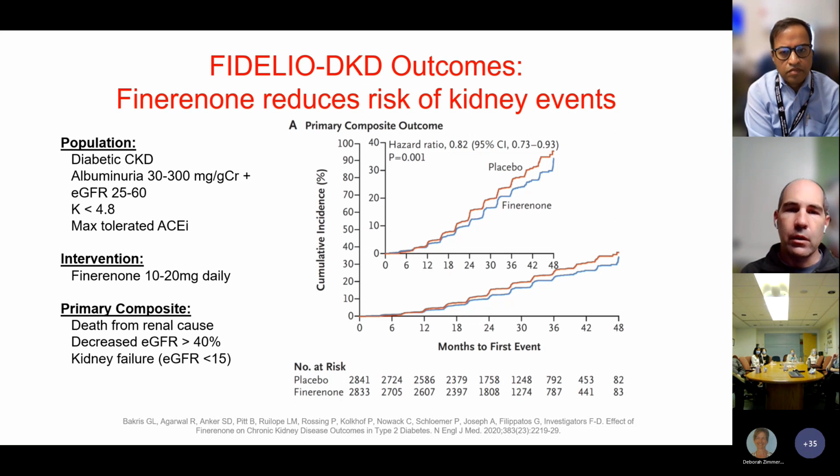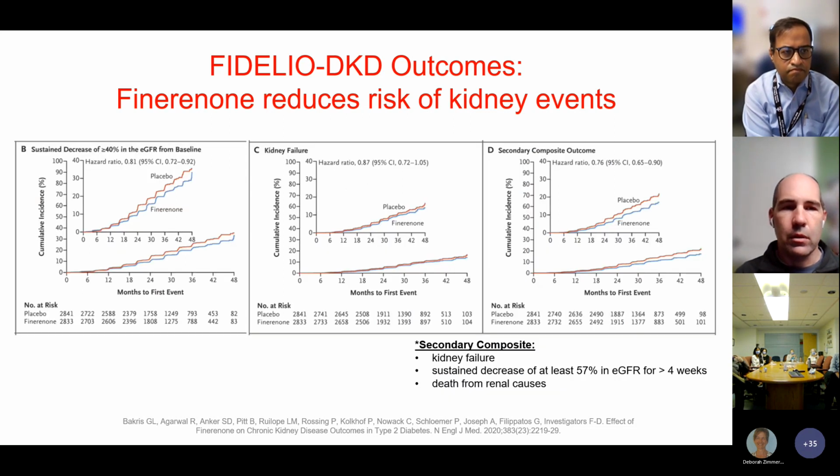And finerenone did decrease the risk here. So about an 18 to 20 point reduction in the primary composite outcome. So a little bit of an effect, a significant effect. There's still a lot of residual disease progression here. So we need multiple things to prevent that.